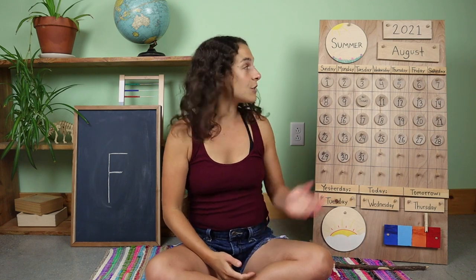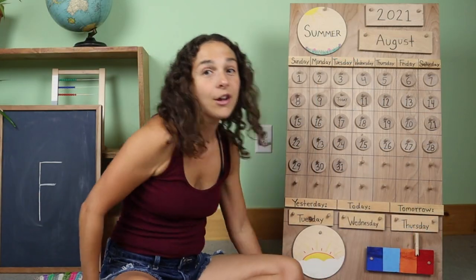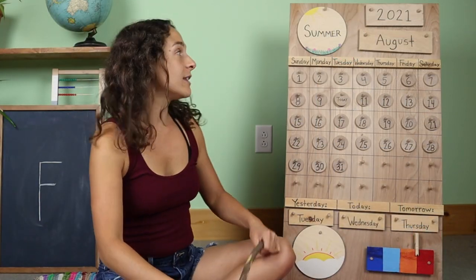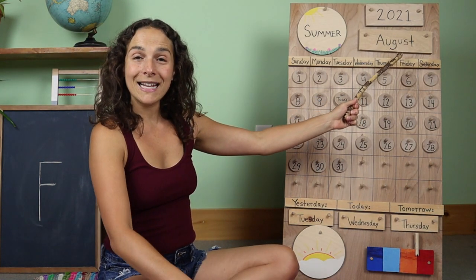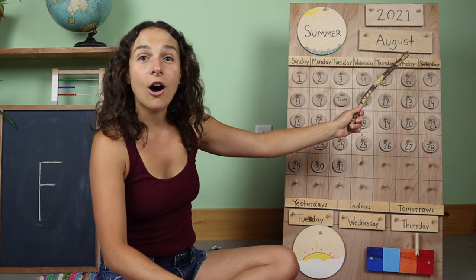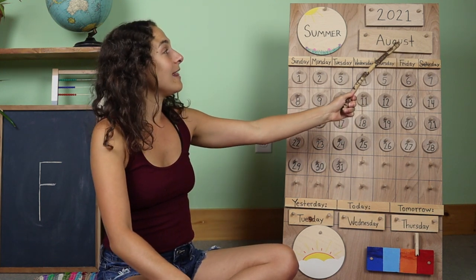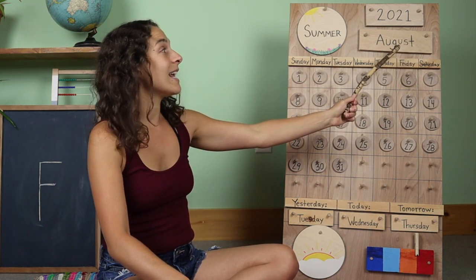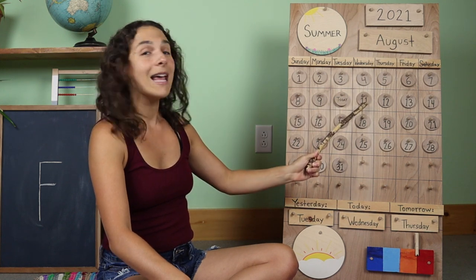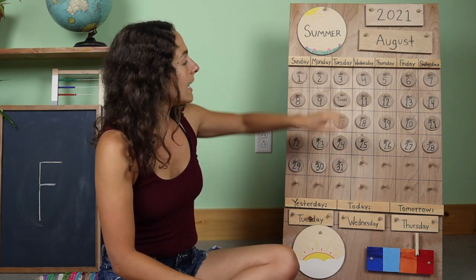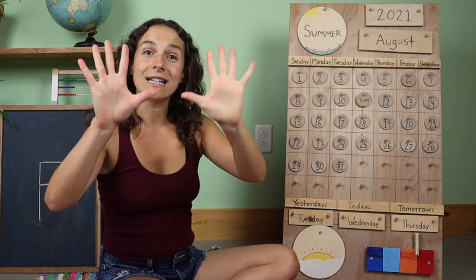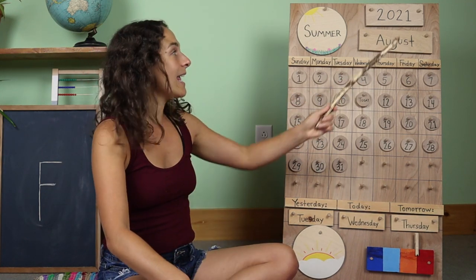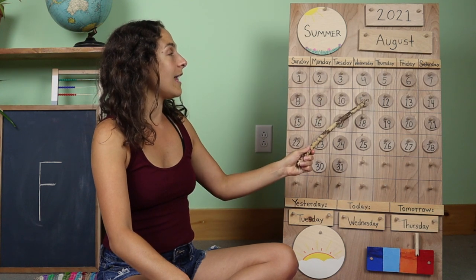And now let's go over the calendar together. First, let's start off with the date. Here's the month. Do you know what the month is? August. That's right. The month is now August. And today is August 11th. Let's move the chip over from yesterday. Yesterday was August 10th. And today is August 11th.